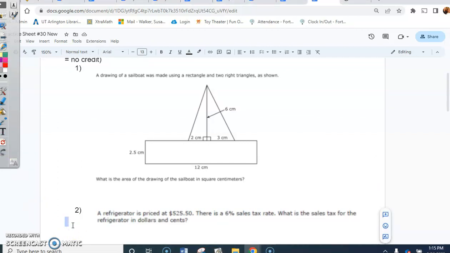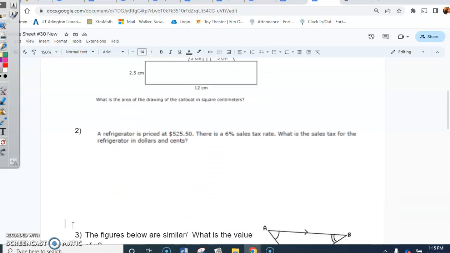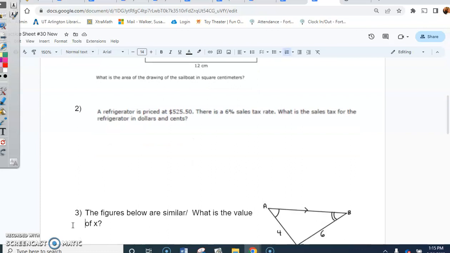Number 2, a refrigerator is priced at $525.50. There is 6% sales tax rate. What is the sales tax for the refrigerator in dollars and cents? This is only asking for tax. This does not ask for total, guys. This is a plain and simple change the percent to a decimal and multiply. Do that carefully. Show you changing the percent to a decimal.